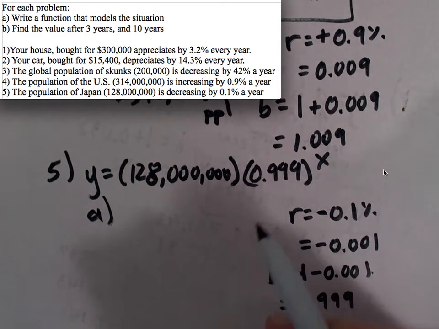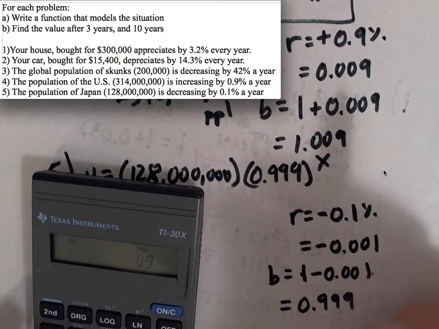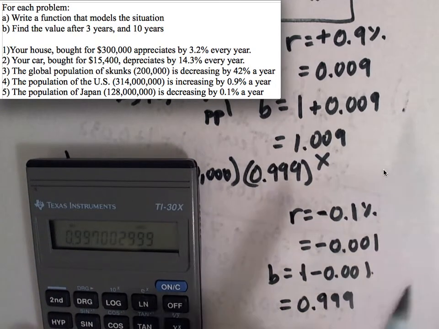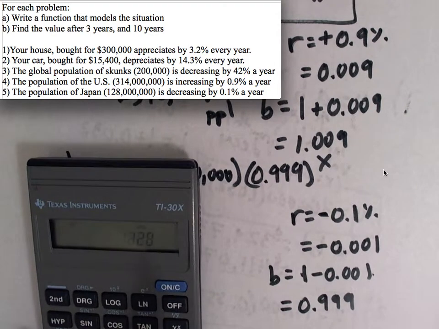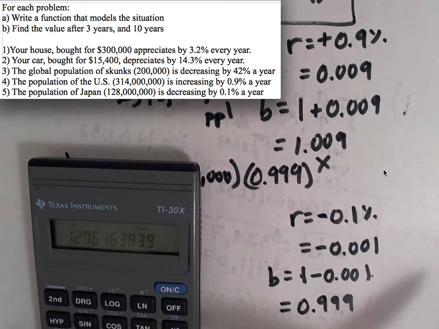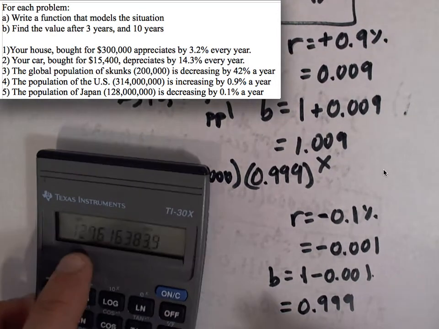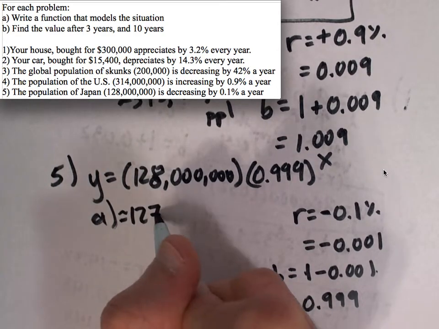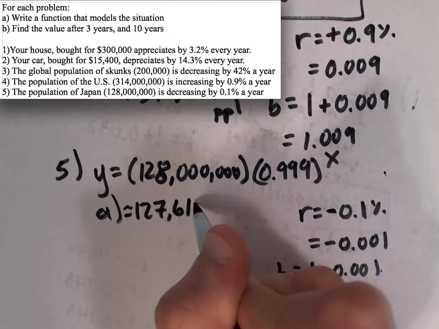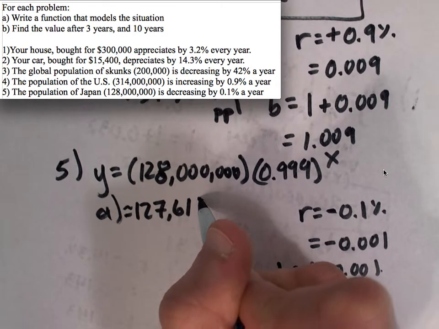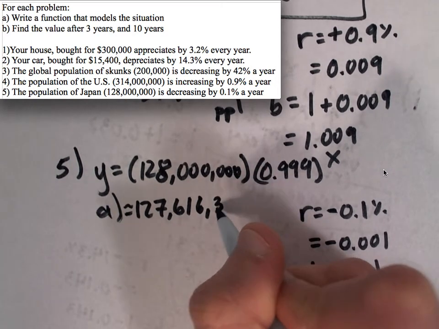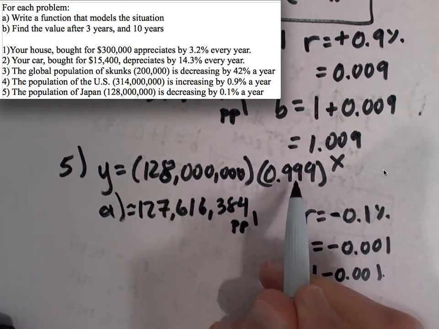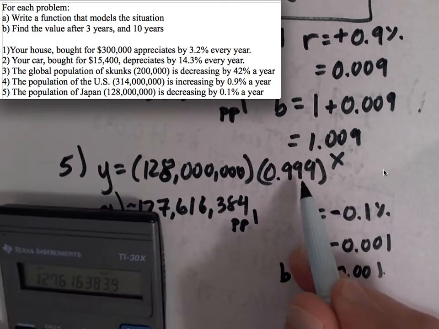After 3 years, so 0.999 to the third power times 128 million. It means you only have 127 million, 616,384 people left. So you dropped, but not that much. Again, it's a very slow rate of decrease, but it is one.